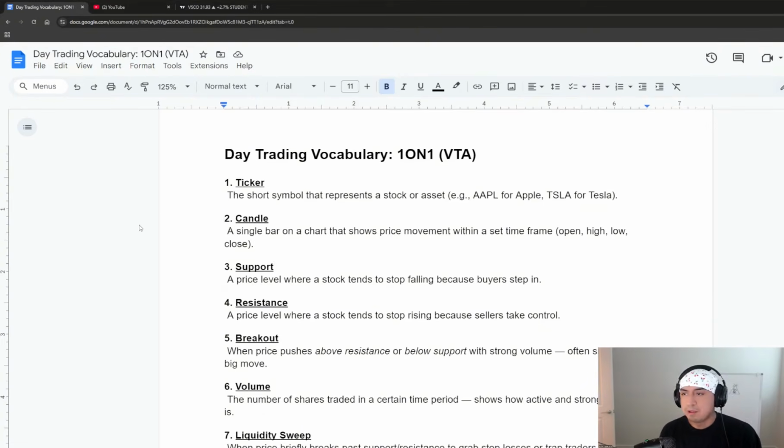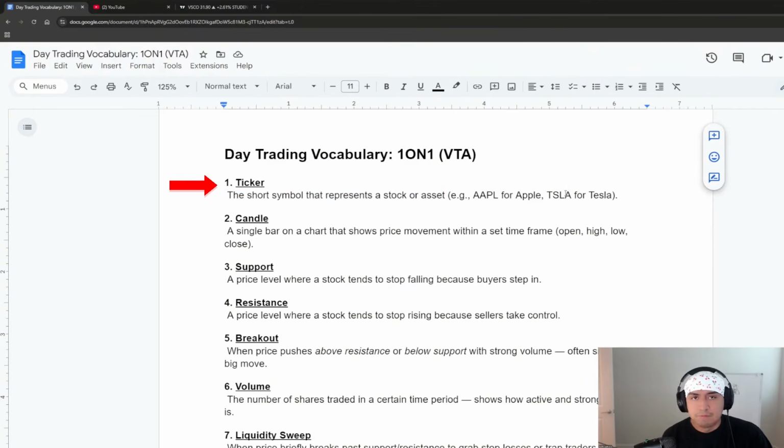Okay, so let's get started. Here is the vocabulary that we're going to go over, and there are going to be 17 terms that we're going to be covering. The first one on the list is ticker: the short symbol that represents a stock or asset. For example, AAPL is Apple. So the Apple company, the iPhone, the MacBook, the iPad, that is AAPL. And that's what you're going to put into the charts or on your brokerage, and that's what you're going to look for. So it's just a translation.